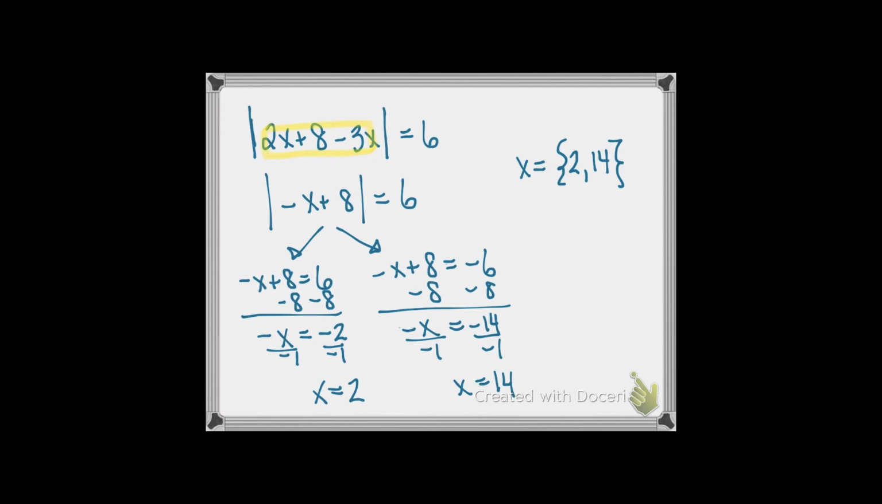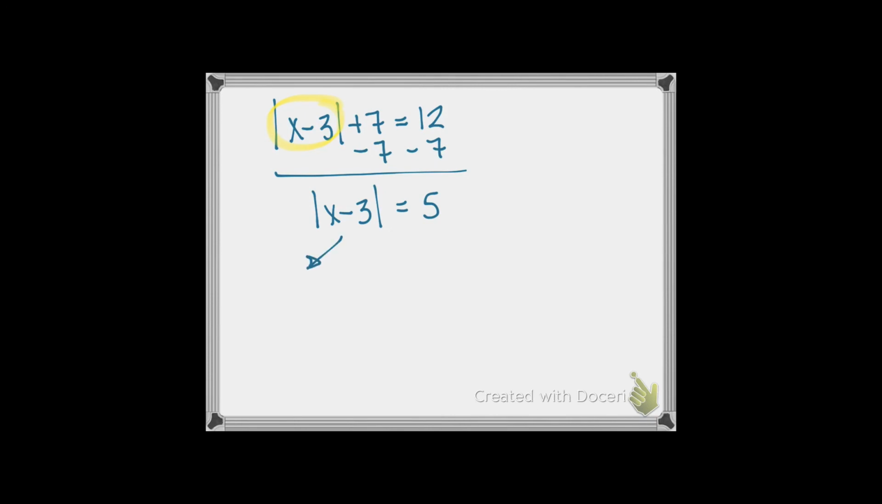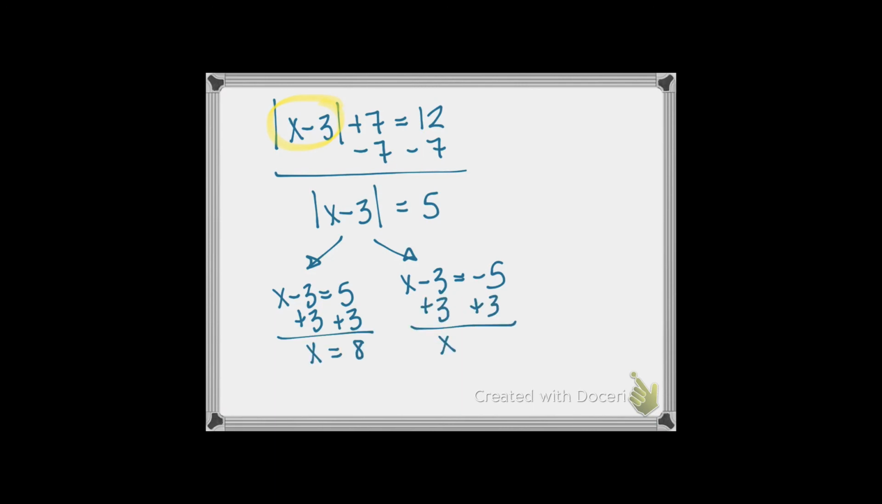Notice on this next one coming up here that we don't have everything inside the absolute value. We have plus 7 on the outside, so I had to isolate x minus 3 first. Then I set it equal to 5 and negative 5, and I solve, and I get x equals 8 and x equals negative 2.